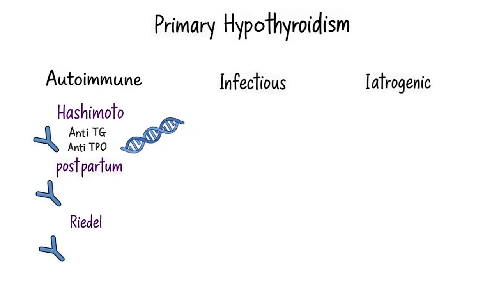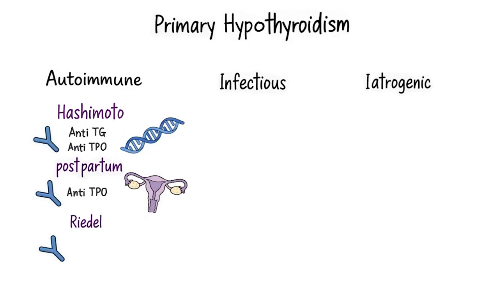The next condition is postpartum thyroiditis. As its name suggests, this disorder occurs in women after childbirth. In this condition as well, antibodies such as anti-TPO are produced and can damage thyroid follicles. However, an important difference from Hashimoto's is that this condition is usually temporary and in many cases resolves on its own over time. Finally, we come to Riedel's thyroiditis.